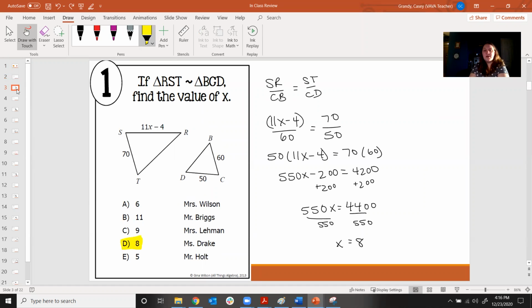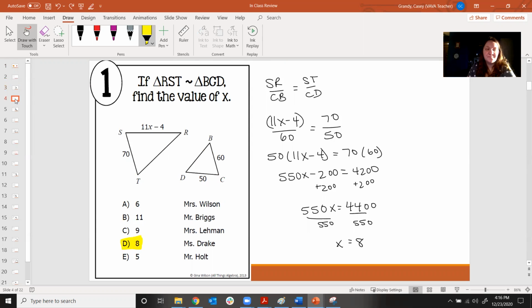Okay, so for number 1, you should have set up a proportion that said 11x minus 4 over 60 equals 70 over 50. If you flip-flopped it and you said 60 over 11x minus 4 equals 50 over 70, that is perfectly fine. We're going to get the same equation after we cross multiply. You'll distribute your 50, distribute the 70, and solve for x. And I have all of my work here for you to see. It was asking you to find the value of x. You should get x equals 8.